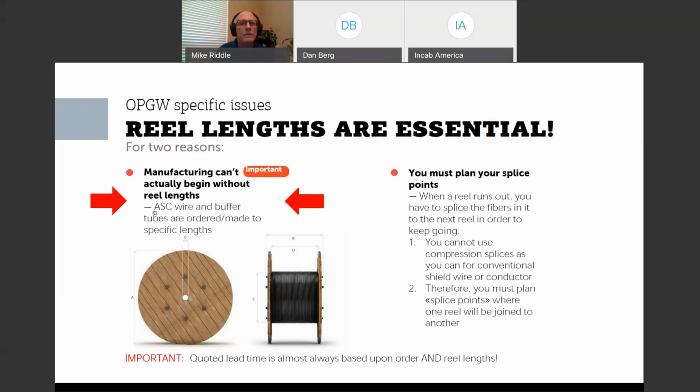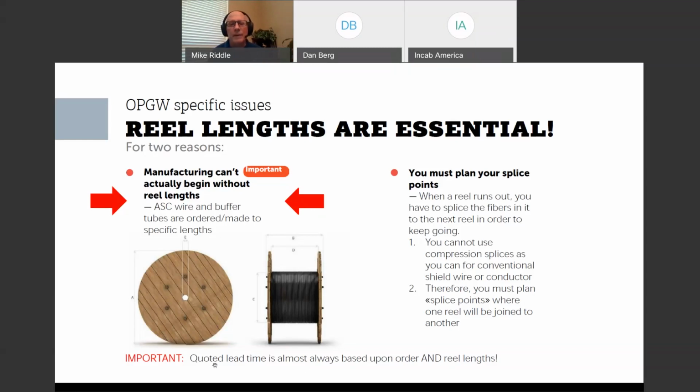And the optical unit, whether it's a stainless steel tube or a plastic buffer tube, is always going to be made to specific lengths. And likewise, aluminum clad steel wire is made to specific lengths. And so I have to know your lengths in order to figure out what my lengths are going to be. And therefore, I'm at a standstill until I have your real lengths. And it's a constant source of friction in our industry between customers and cable vendors.